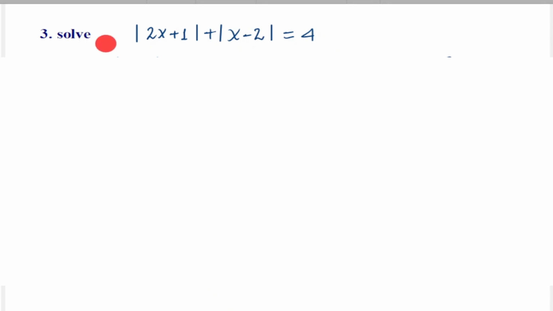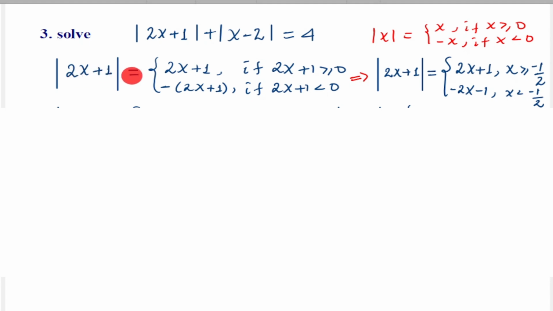Let's continue. 3. Solve the absolute value of 2x plus 1, plus the absolute value of x minus 2, is equal to 4. This is a double absolute value equation. To solve this double absolute value equation, we use the definition of absolute value. The absolute value of x is equal to x if x is greater than or equal to 0, and minus x if x is less than 0. The absolute value of 2x plus 1 is equal to 2x plus 1 if 2x plus 1 is greater than or equal to 0, and minus of 2x plus 1 if 2x plus 1 is less than 0.